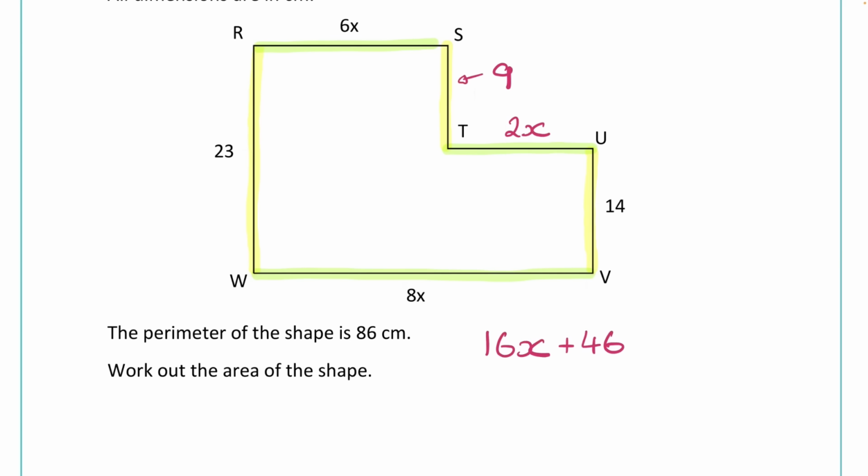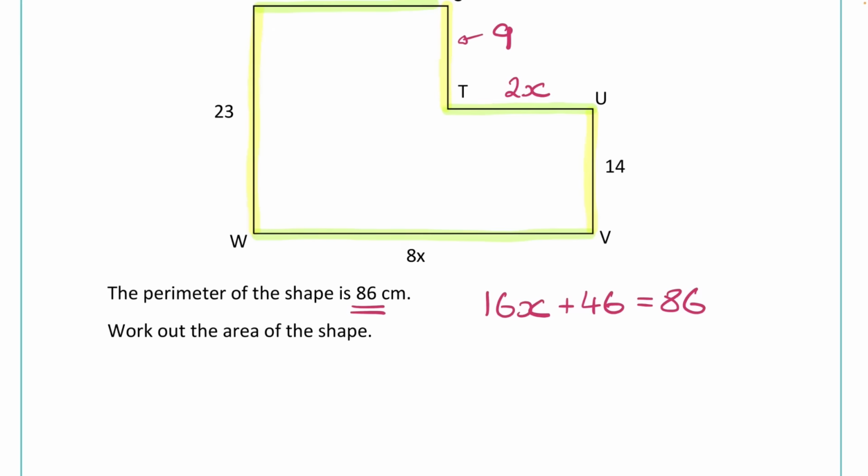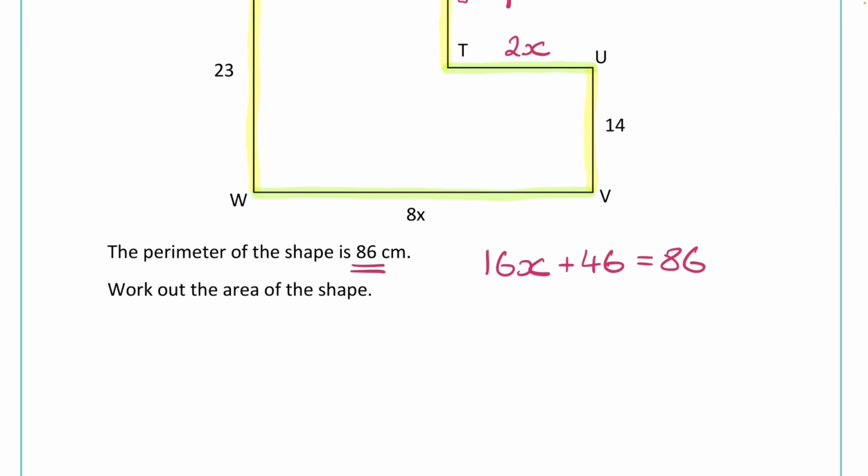But it tells us that the perimeter is equal to 86. So this expression is equal to 86. So we can use that to now actually figure out the value of x. We can do 86, subtract 46, which gives us a total of 40. So 16x is equal to 40. And we can divide that by 16 to find the value of 1x. So divide by 16 and we get x is equal to 2.5.